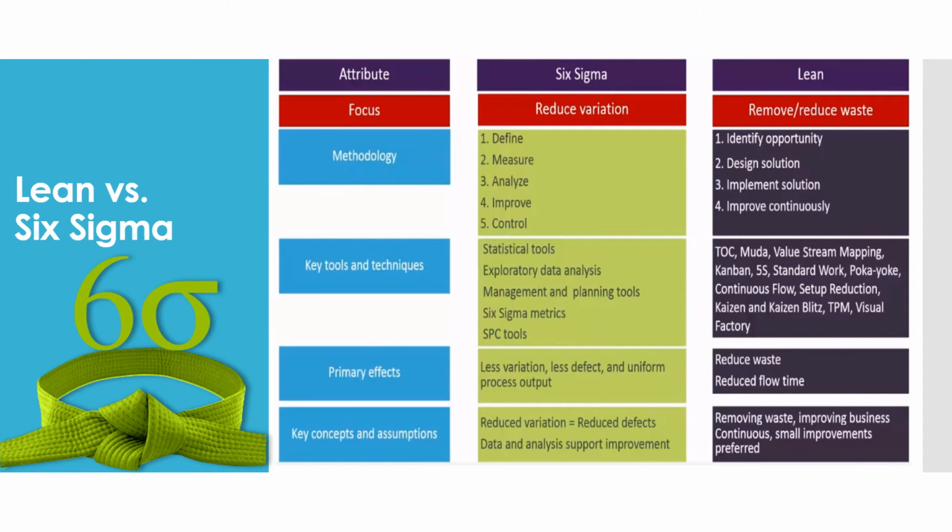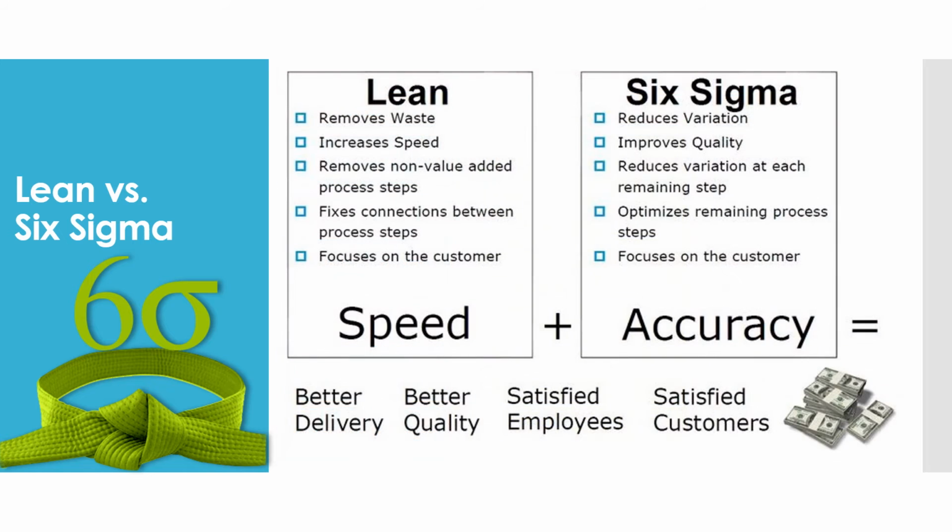So this slide clearly explains the difference between Lean and Six Sigma. You would see three columns here. One's the attribute, one's the Six Sigma, and one's the Lean. You'll see Six Sigma mainly focuses on reducing variations, whereas Lean focuses on removing or reducing waste. The methodology that I already mentioned is the DMAIC theory: define, measure, analyze, improve, and control. That comes under the Six Sigma phase. Whereas identifying the problem and designing the solution, implementing the solution, improving continuously is Lean.